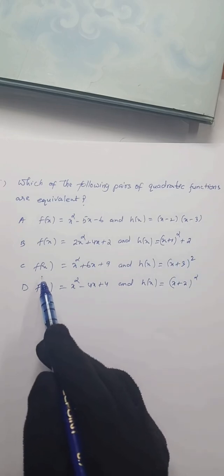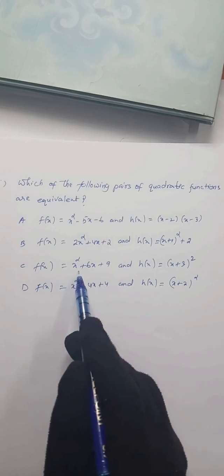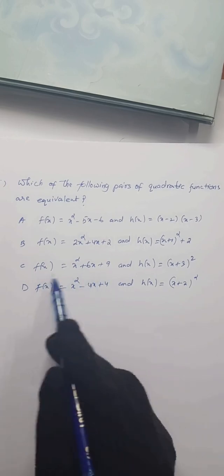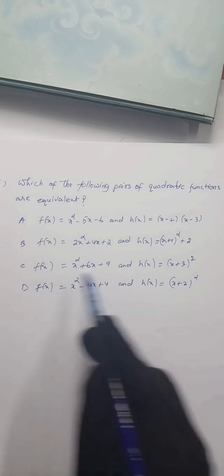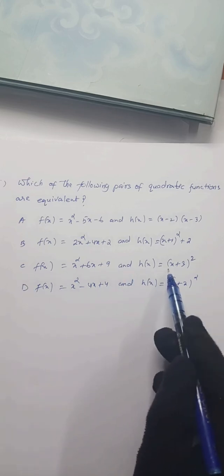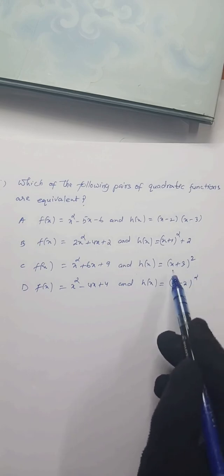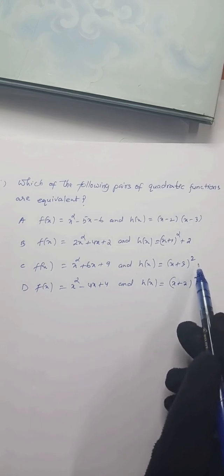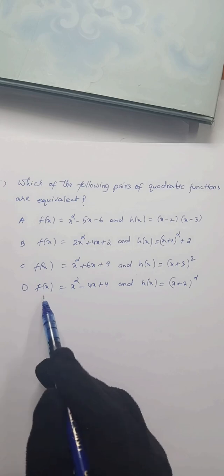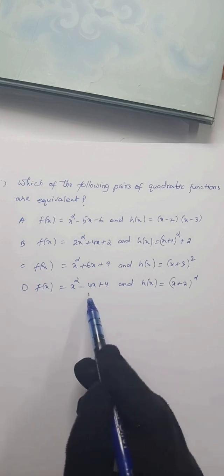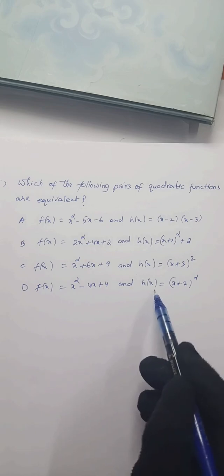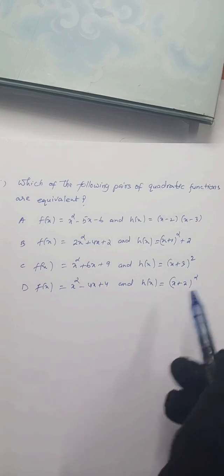In option C, f of x equal to x square plus 6x plus 9 is my first function, and h of x equal to (x plus 3) whole square. And in option D we have f of x equal to x square minus 4x plus 4 and h of x equal to (x plus 2) whole square.